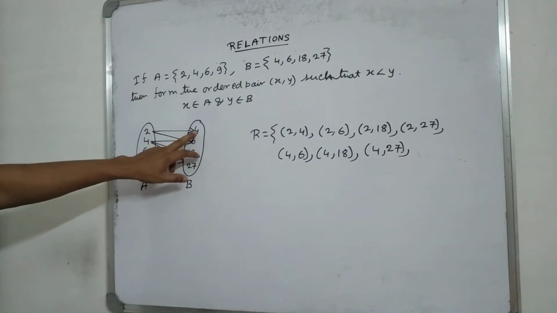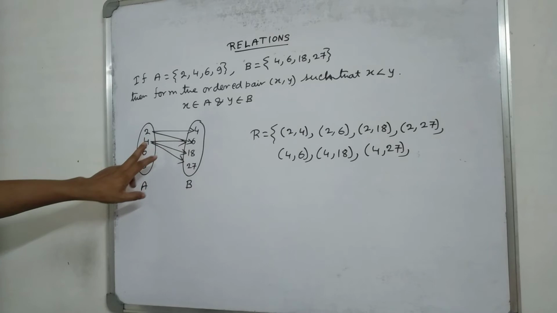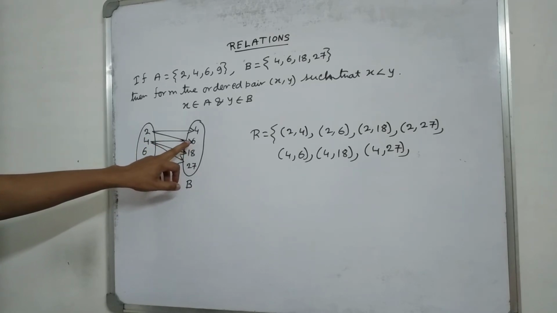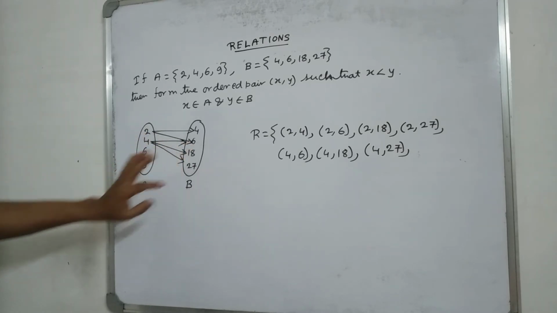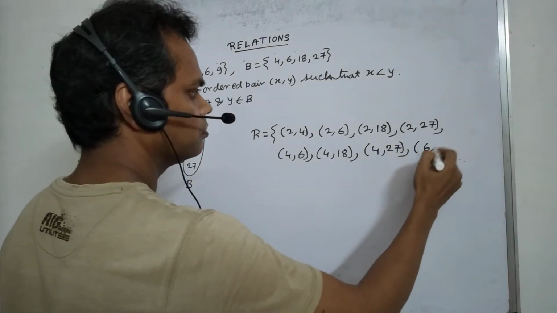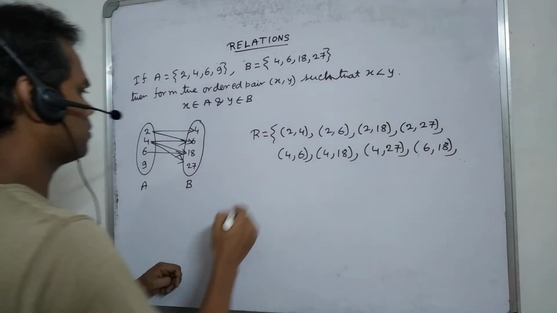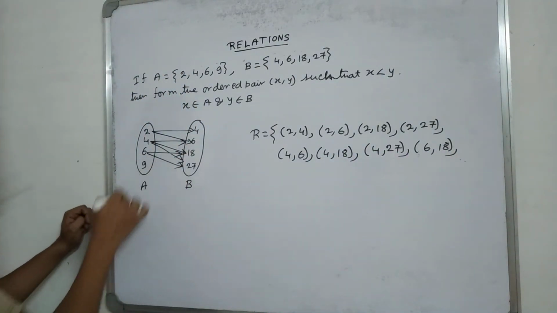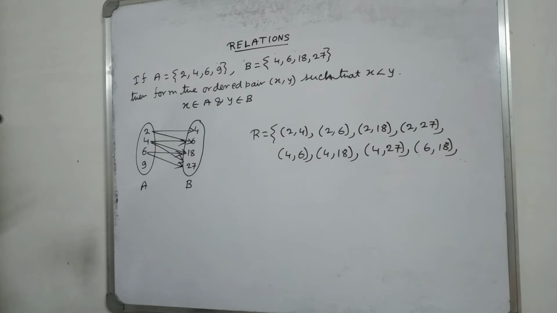6 is not less than 4, having no relation. 6 is equal to 6, having no relation. 6 is less than 18, having a relation. 6 is less than 27, having another relation.